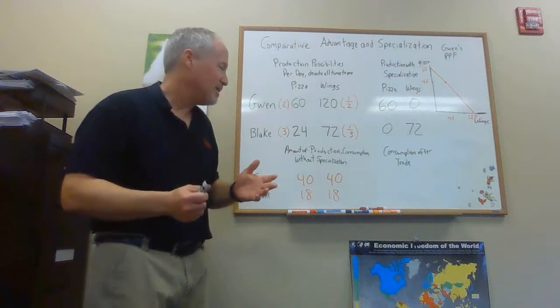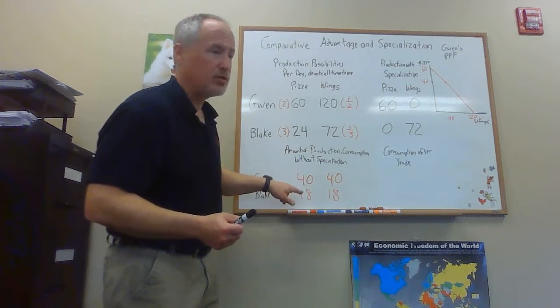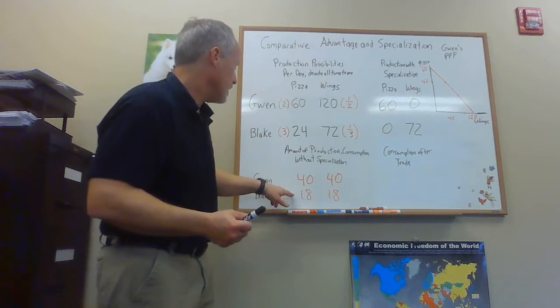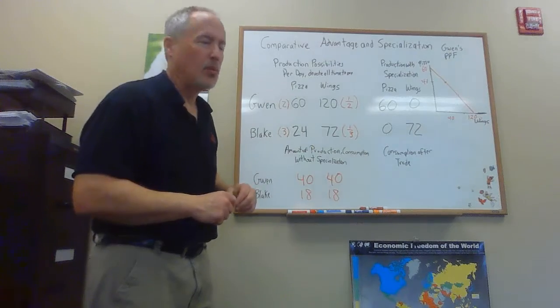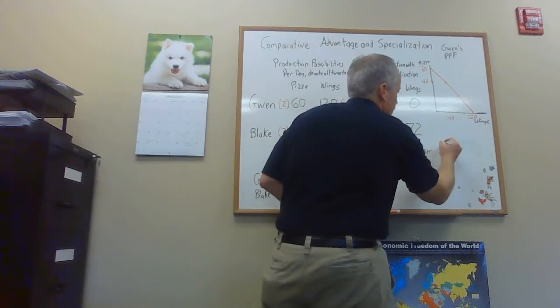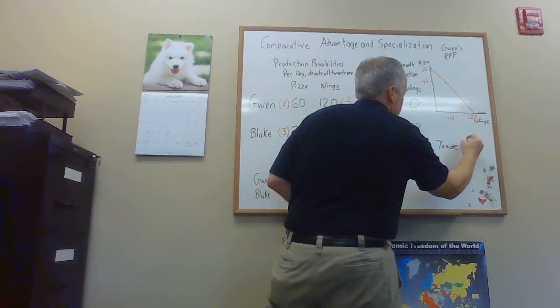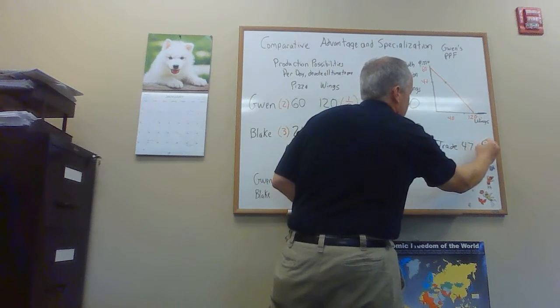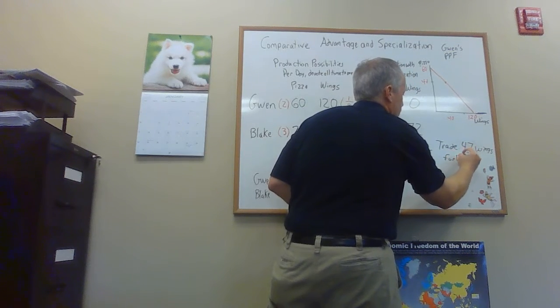Why is that? Why not 19? Well, we want to make sure that both people end up with more of both goods. So Blake had 18 pizzas before, so we don't want him to end up with more than that. So let's suppose he's going to trade 47 wings for 19 pizzas.